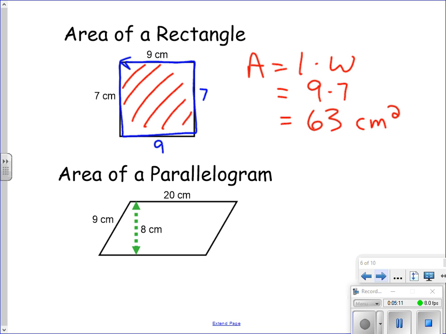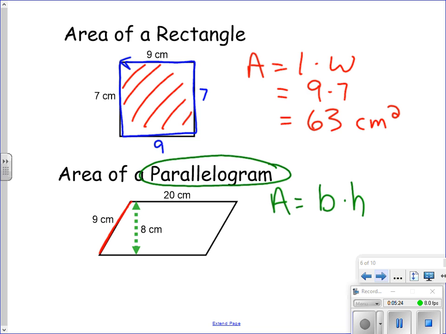Area of a parallelogram, again, area is base times height. It's almost exactly like length times width. Just remember that we are not using the diagonal. We are using this one here that's straight up and down. 8 times 20. So 20 is the base, and 8 is the height, straight up and down, perpendicular, and 20 times 8 is 160. So this would be 160 centimeters squared.